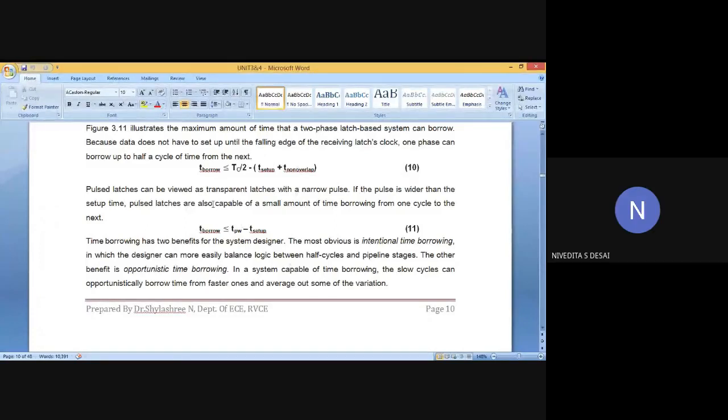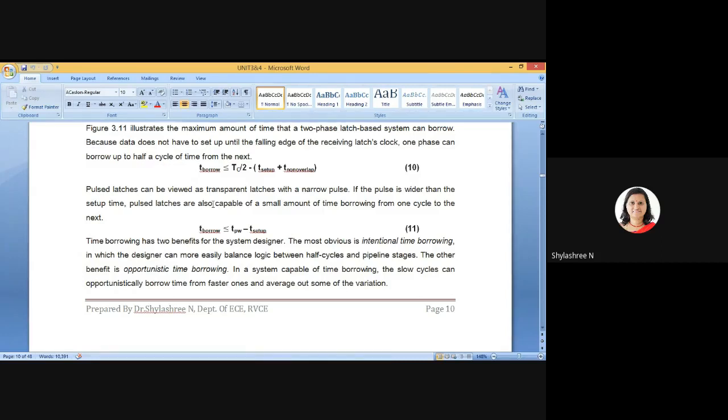With respect to the pulse latch, it can also be viewed as a transparent latch, because we are giving a narrow pulse and only one pulse will be used during the entire cycle. Suppose the pulse is wider than the setup time; there are two cases, right? If the pulse is narrow, what happens? If the pulse is wider, what happens? That we have discussed with respect to your maximum delay constraints, right?